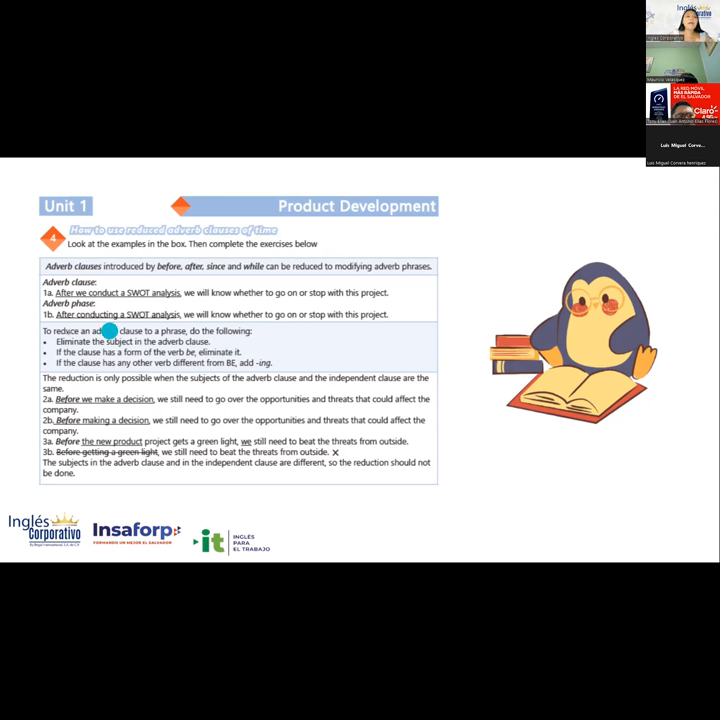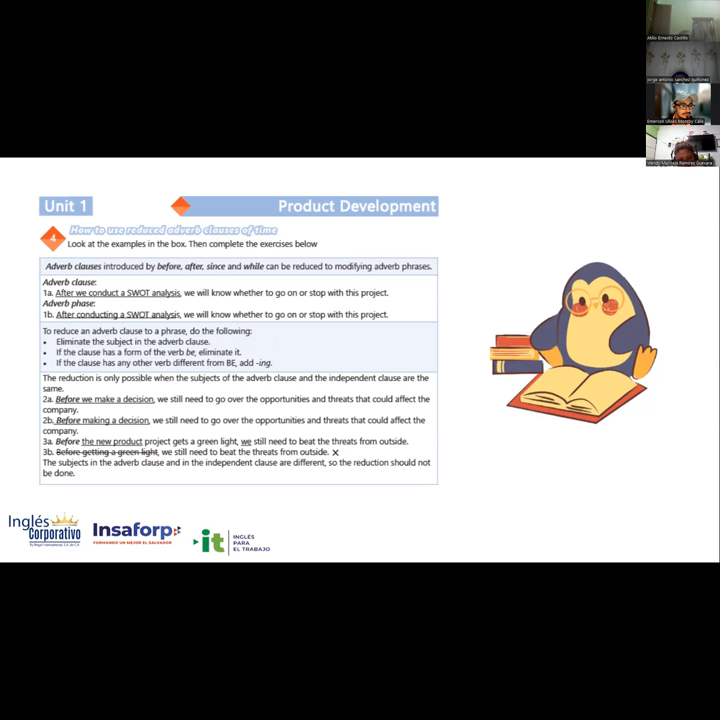So, well, and we have the same information that we mentioned before. Can you please help us reading this information, Emerson? What do we need to do to reduce the adverb clause? To reduce an adverb clause to a phrase, do the following. Eliminate the subject in the adverb clause. If the clause has a form of the verb be, eliminate it. If the clause has any other verb different from be, add ing.